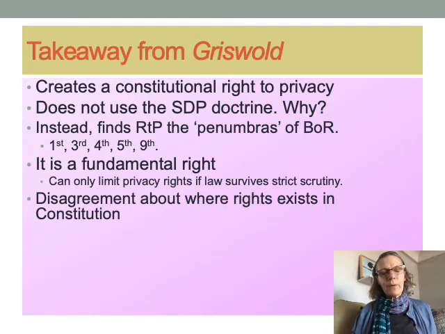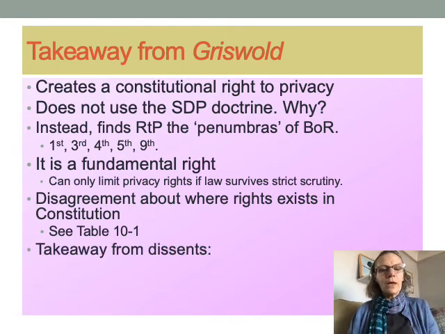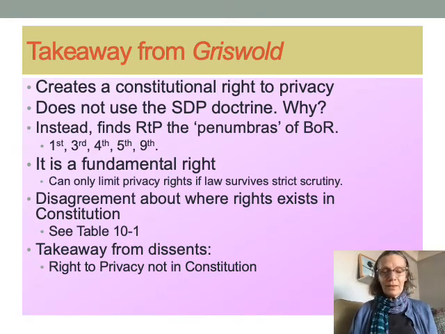Another takeaway from Griswold is there's a lot of disagreement as to where this right exists in the Constitution. In a second, we'll take a look at Table 10.1 from your textbook. And that's why I really want to encourage you to read the concurrences, because that's where you find this disagreement of where the right to privacy is located. Make sure you pay attention to the dissents, where the dissenters say that it's not in the Constitution. The words aren't there, so it does not exist. And that is a position that is still alive and well on the Supreme Court today.